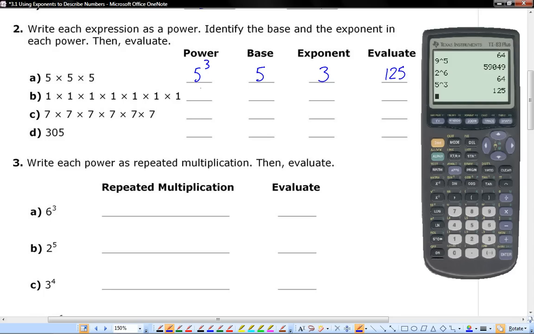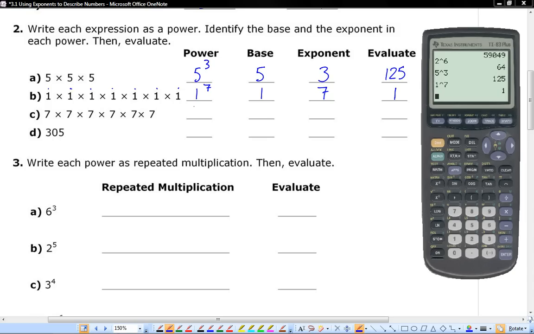In part B, this is 1 to the power of 1, 2, 3, 4, 5, 6, 7. The base is 1, the exponent is 7, and evaluating that, it's just equal to 1. 1 to the power of anything is going to be equal to 1.